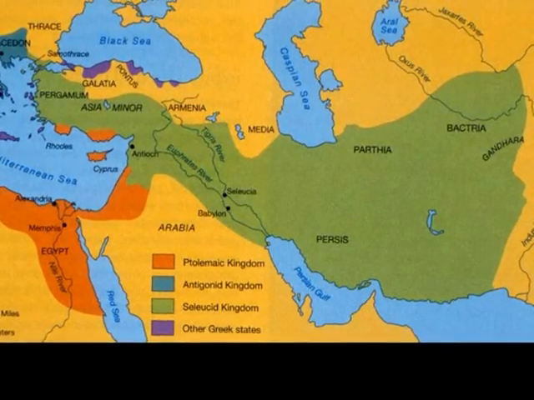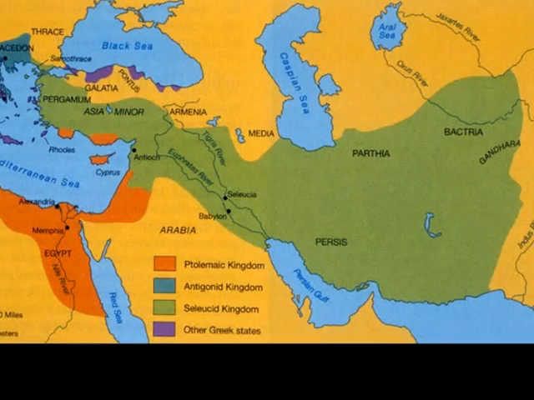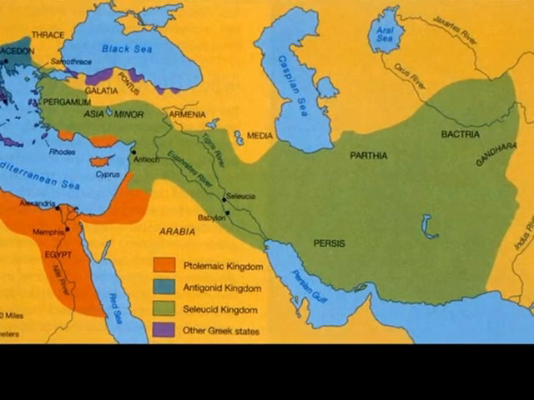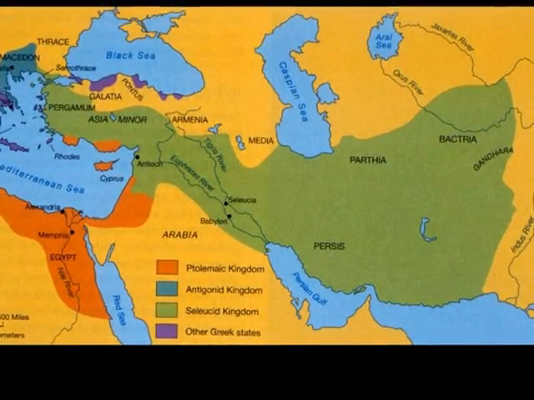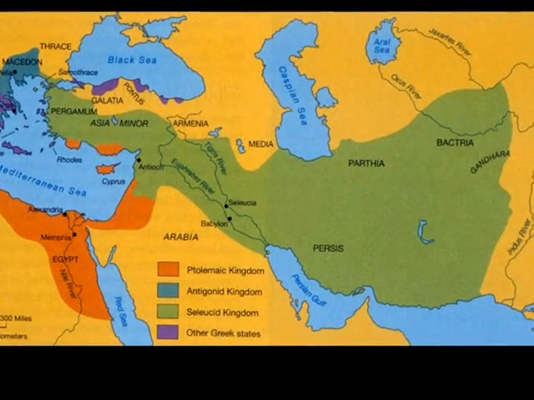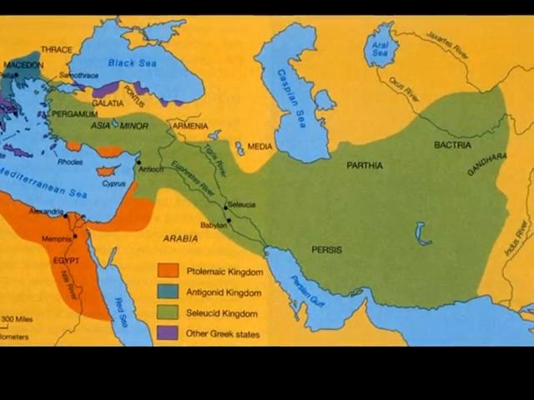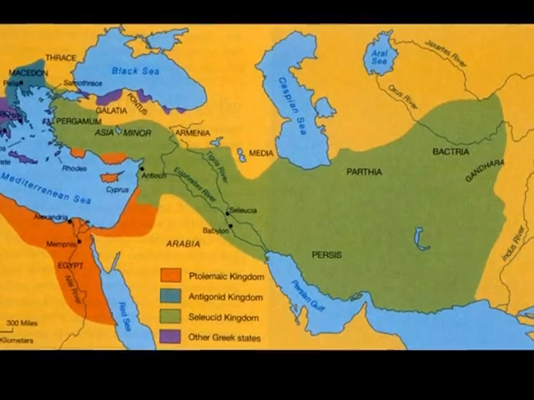Basically what he did, he split up his empire into 4 parts, and each one of his generals got a part of it. And after Alexander, the people of Greece and Persia and all the lands in between mixed together, and they shared ideas and culture.